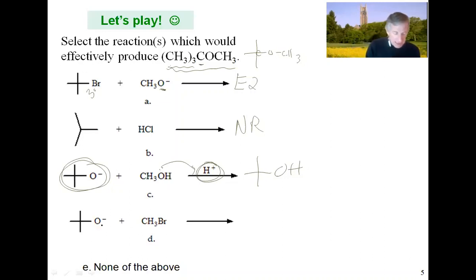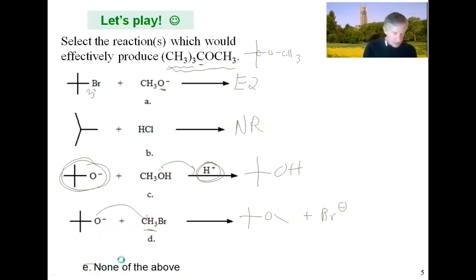So I got a big, bulky, strong alkoxide, but here is my methyl with the leaving group. So this can react easily to create the ether and kick off the Br- with no worries, no sweat. No E2 is going to take place here.